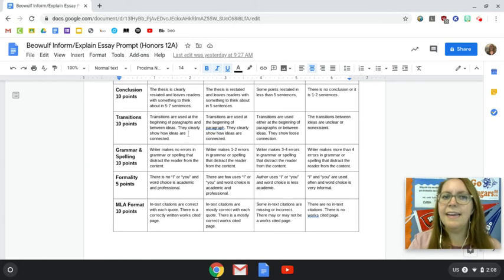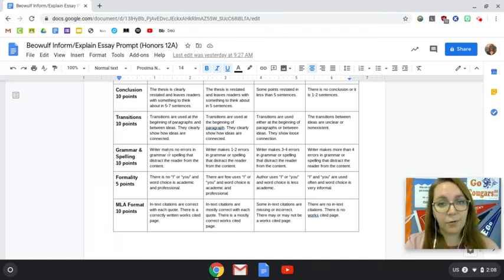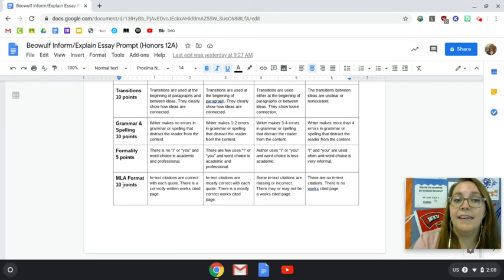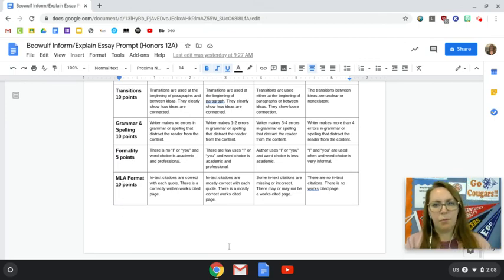Transitions are used at the beginning of paragraphs, first, next, last, etc. Hopefully at this point you're seniors and you're using more sophisticated transitions as well. We'll have another assignment about that later too. Grammar and spelling, 10 points. Don't make those mistakes. Proofread. You're on a computer, so you have spell check. It's easier. Formality, no I or you. Make sure your tone is academic and professional. And again, MLA format, 10 points for a total of 100 points.